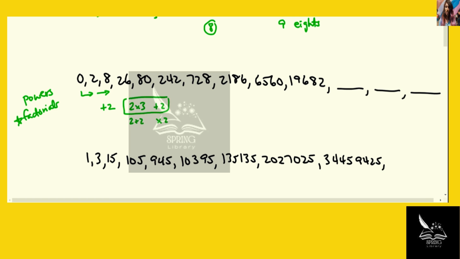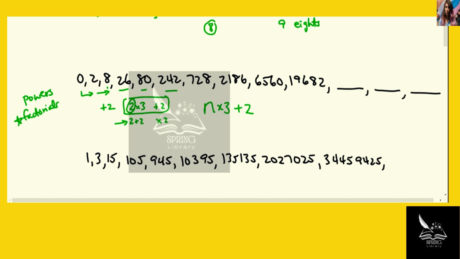Let's take a look. It's the first one I wrote down. So if I say 2 times 3 plus 2, what about 8? 8 times 3 would be 24 plus 2 is 26. Well, that kind of worked. How about 26 times 3 plus 2? Well, that's 80. 80 times 3 plus 2 is 242. So it looks like I'm going to take whatever number I have times 3 plus 2.